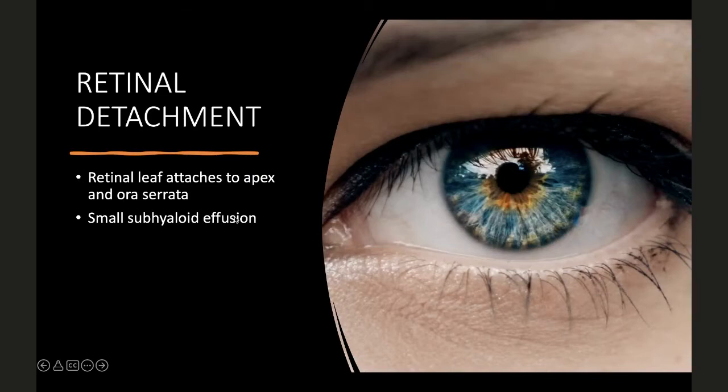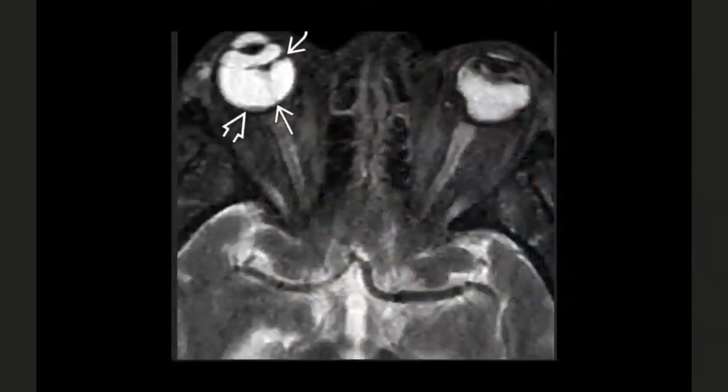So the next one is retinal detachment. When I look at retinal detachment, I look at how the retina is stretched, the leaf. Is it attached to the apex and the ora serrata? That is the key point in differentiating between a retinal and a choroidal detachment. And sometimes you can have detachments not only because of hemorrhages, but also effusions, which are subhyaloid, and you can have exudates, right? So how is this retina attached?